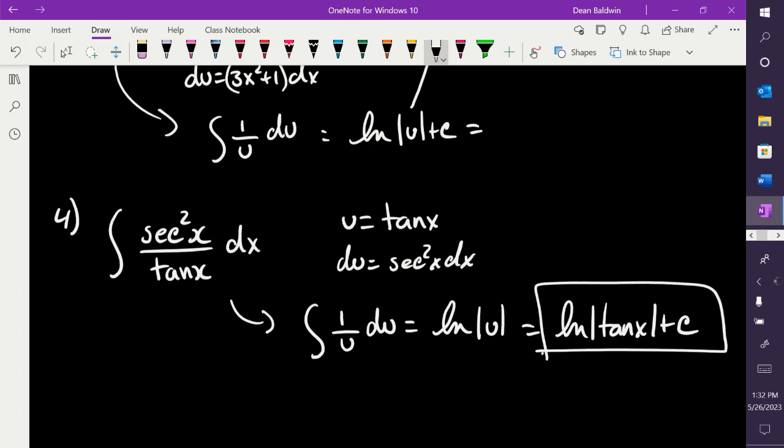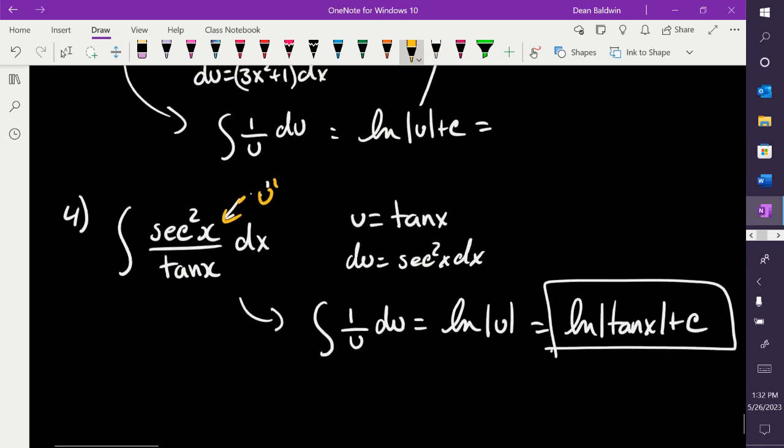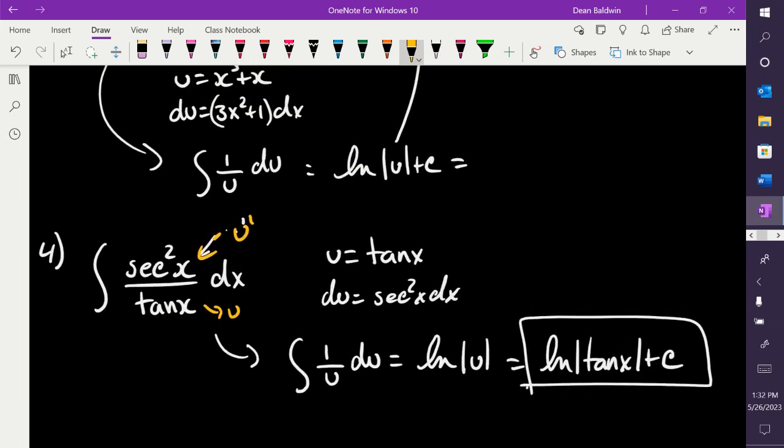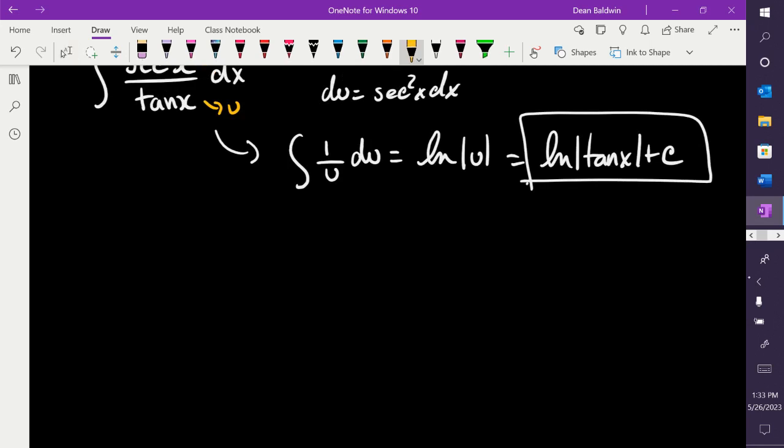Could have done that directly from the beginning if you saw that that is u. If this is u primed, and this would be u. So it matches that pattern. Okay. Another one? I'll let you try this on your own.